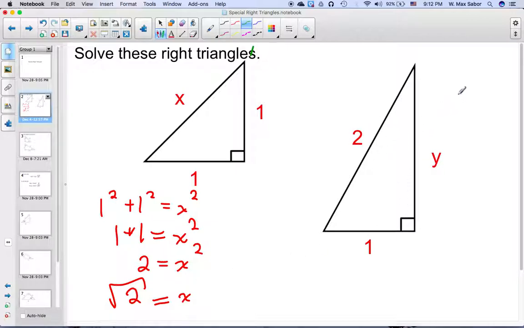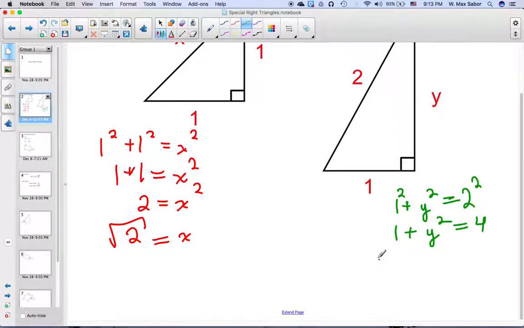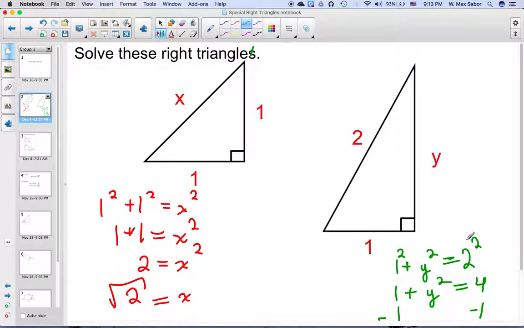For this triangle, we can say that 1 squared plus y squared equals 2 squared. It's tempting to say that y is 1 then, but we have to actually square the pieces first. Subtracting 1 gives us y squared equals 3, and square rooting gives us y equals the square root of 3. So that tells us what these side lengths are.